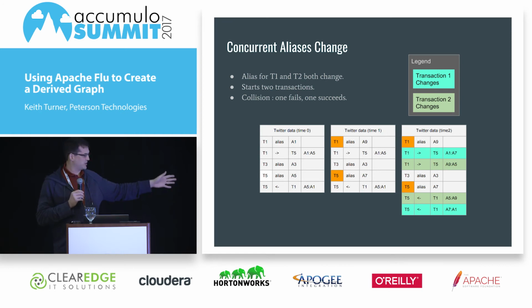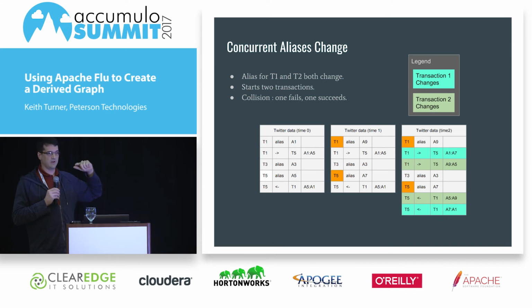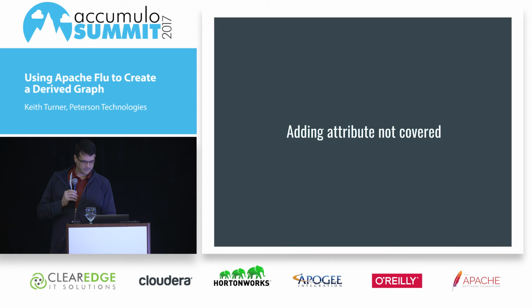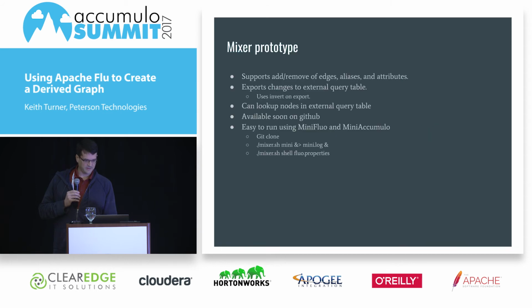So in this case, one of these transactions will likely fail, and one of them will succeed. And then the one that failed will automatically be rerun. And then you'll end up with the correct state for the 2 nodes. I didn't think I had time, so I didn't go through the transactions for adding an attribute to the graph. But if anyone has questions about that, I could go over it later.